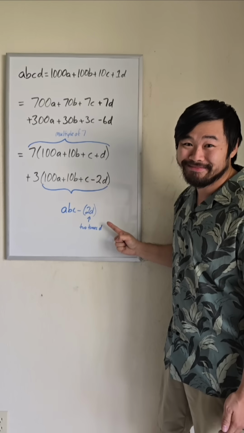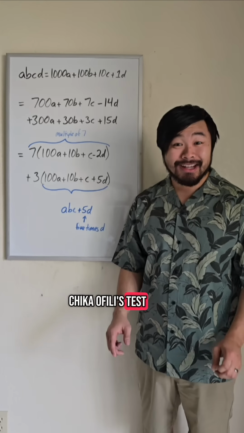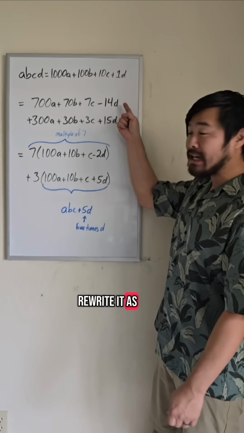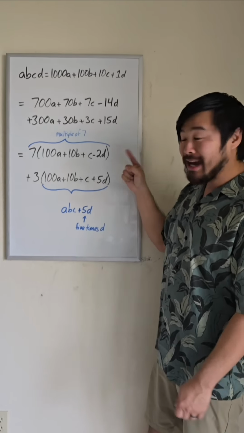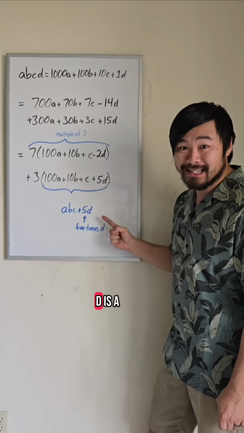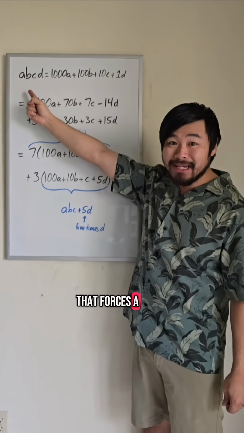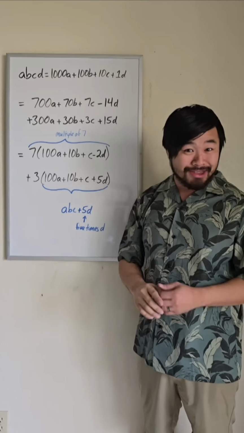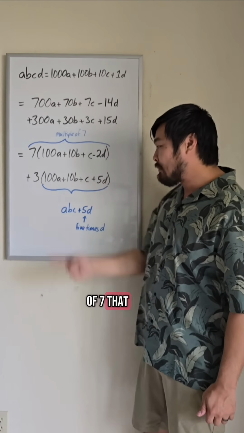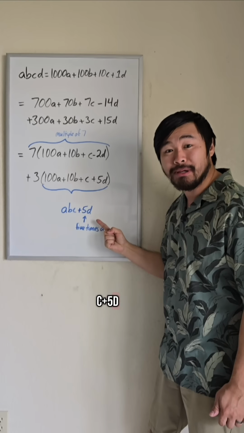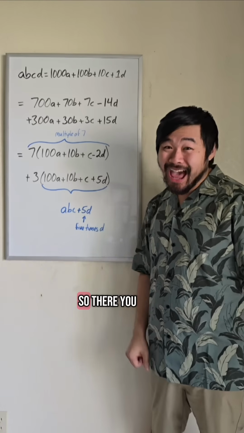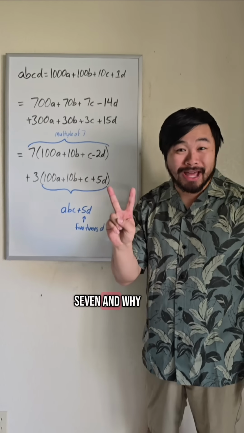Now with proving Chika Ofili's test, instead of writing 1D as 7D minus 6D, I'm going to rewrite it as negative 14D plus 15D. And it's a similar argument as before. So if ABC plus 5D is a multiple of 7, that forces ABCD to be a multiple of 7. And the other way is true as well. If ABCD is a multiple of 7, that forces ABC plus 5D to be a multiple of 7, or else this wouldn't be a multiple of 7. So there you have it, 2 divisibility rules of 7 and why they work.